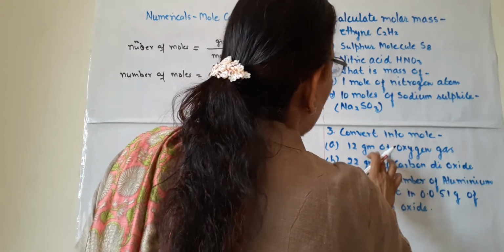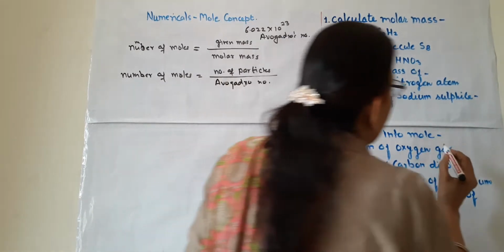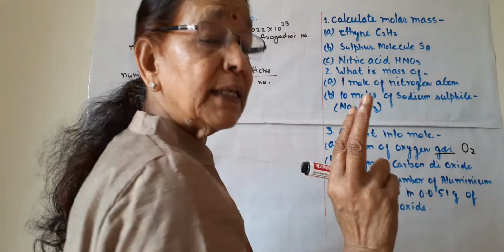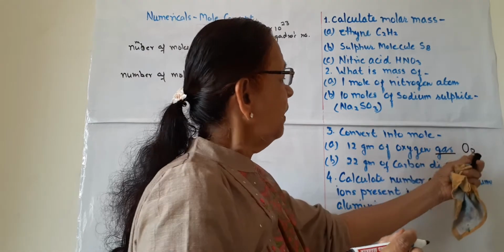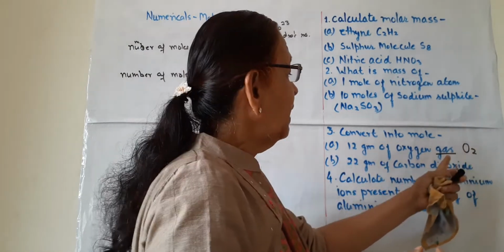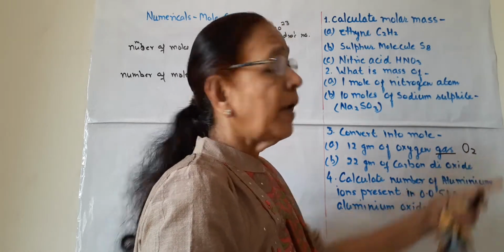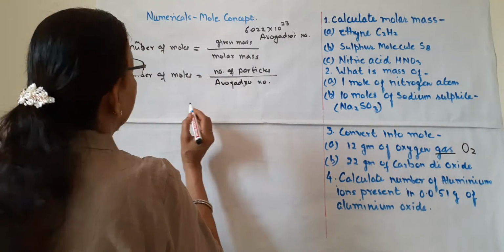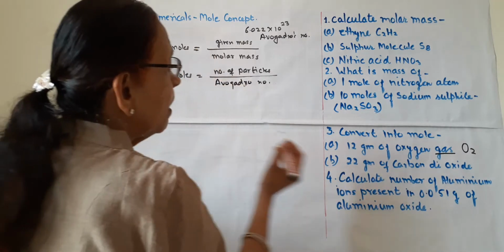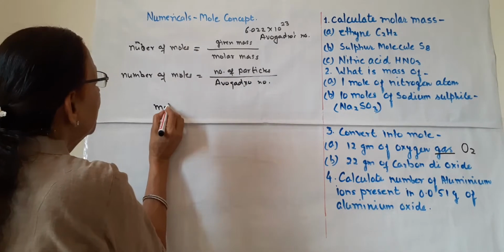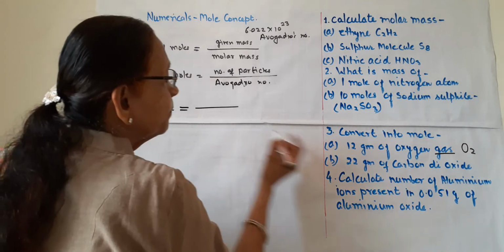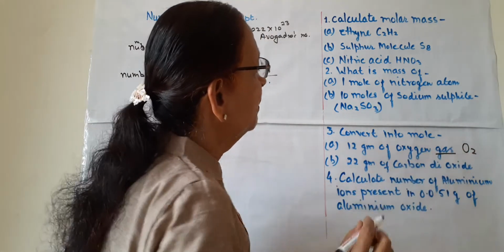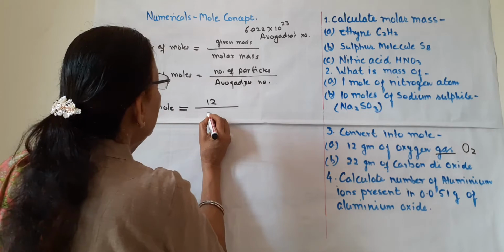Convert into mole. 12 grams of oxygen gas. Here gas is given. It means it is O2. If oxygen atom is given or only oxygen is given, you will calculate with simple O. If gas is given, gas is a molecule, you should write O2. So here mass is given. This we will apply this formula. We have to calculate number of mole. Mole is equal to 12 grams is given. And what is the molar mass? Molar mass will be 16 plus 16. So it will be 32.